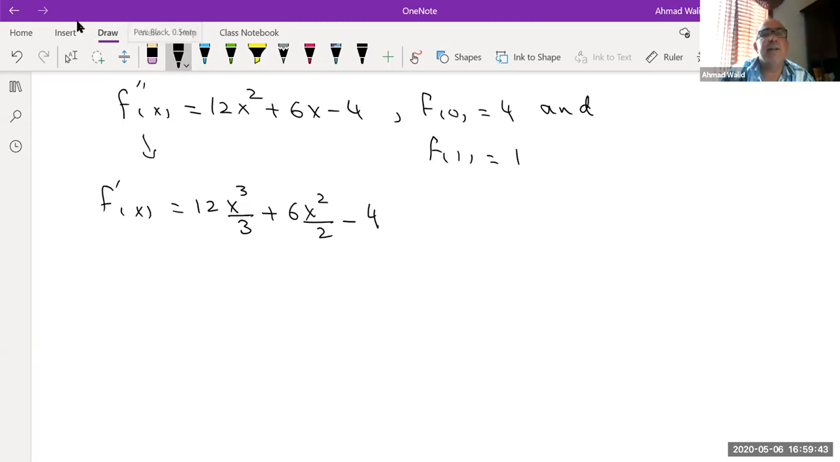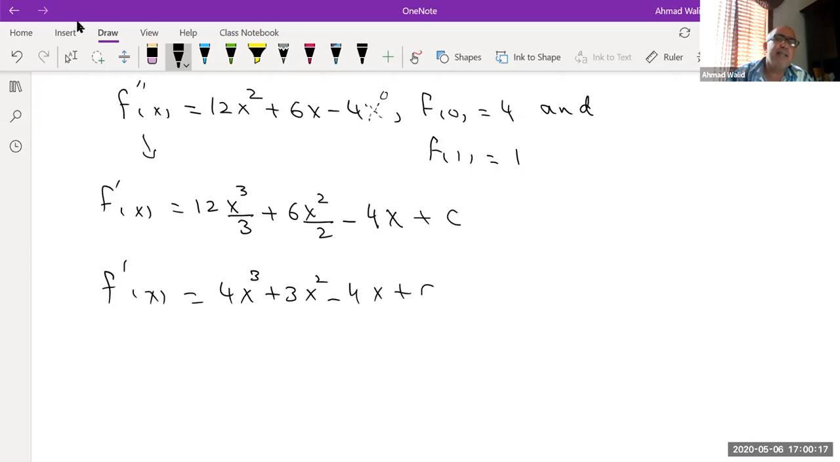Here, he is right. The antiderivative of 4. How to find the antiderivative of 4? Actually, 4 means you have 4x to the power of what? 0, correct? If you add 1, it gives you 4x. Plus c. Now simplify. F prime x equals 4x cubed plus 3x squared minus 4x plus c.